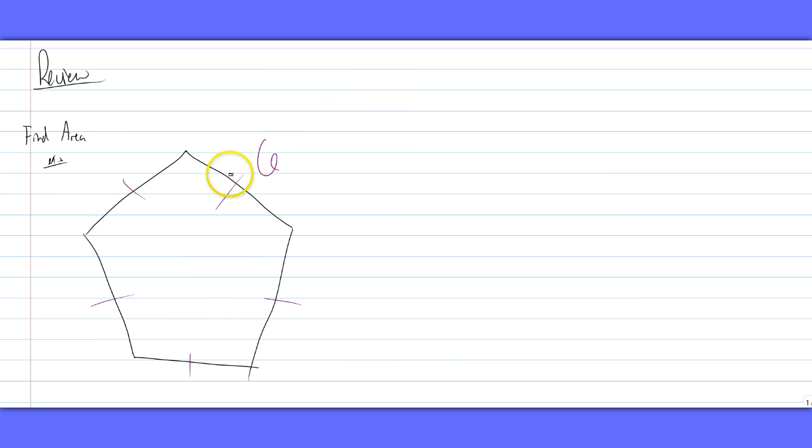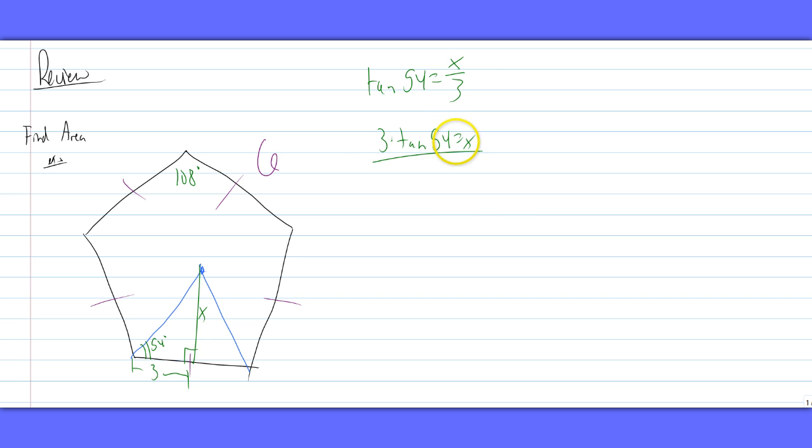We want to find the area of this regular pentagon with each side equal to 6. So we'll draw in a couple of radii, also draw in the apothem. That makes this little length equal to 3. Each angle in the regular pentagon is 108, which means that this angle is 54 degrees. We'll call that x, that apothem. Once again, it's the tangent function. The tangent of 54 is opposite over adjacent. Multiply both sides by 3. And that's the length of x.